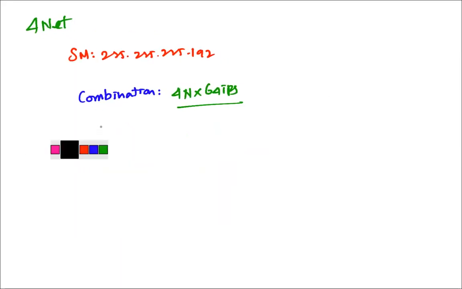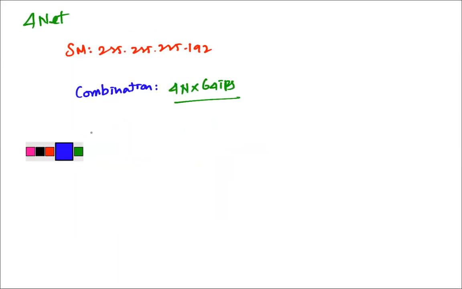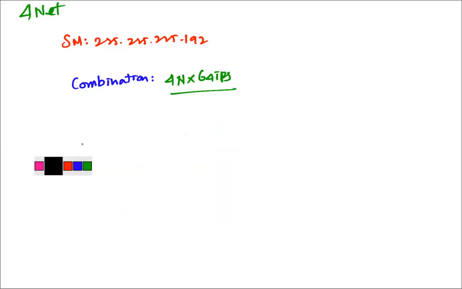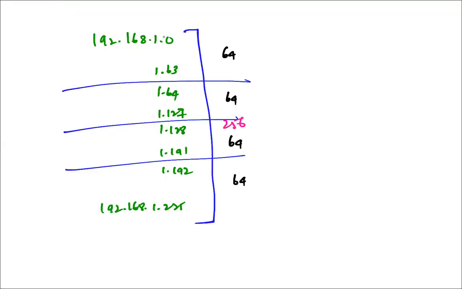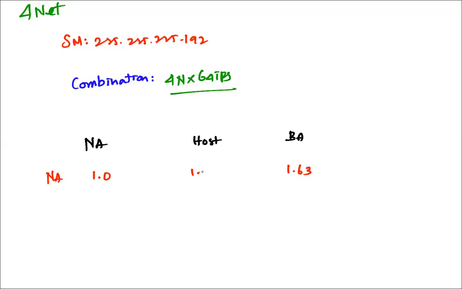So now here we'll have the table. The table is going to have the network address, host IPs, and then the broadcast address. So 1.0 is the network address, and the broadcast is 1.63. Correct? 1.0 network address, broadcast is 1.63. What are the in-between IPs? The host IPs, 1.1 to 1.62.